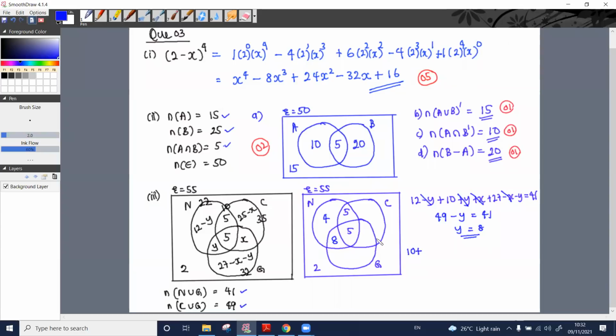Plus x plus 25 minus x plus 27 minus x minus y. This should be equal to 49.